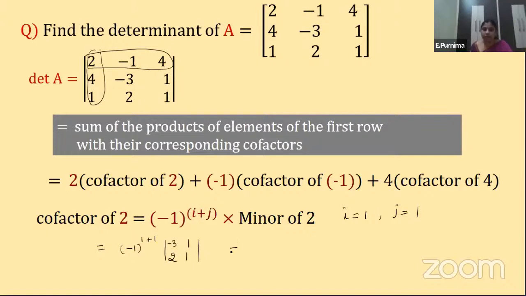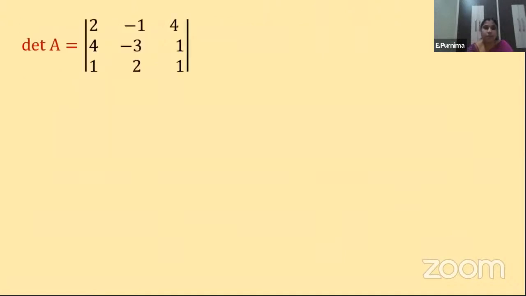Here now try to find out. Minus 1 whole to the power of 2 is plus 1 only. So now what is the determinant here? Minus 3 into 1 minus 2 into 1. Is it clear? So plus 1 only, children, I'm not writing the plus 1 here. Which is equal to minus 3 into 1 is minus 3, minus 2, which is equal to how much? Minus 5. So the cofactor of 2, how much we got? As minus 5.